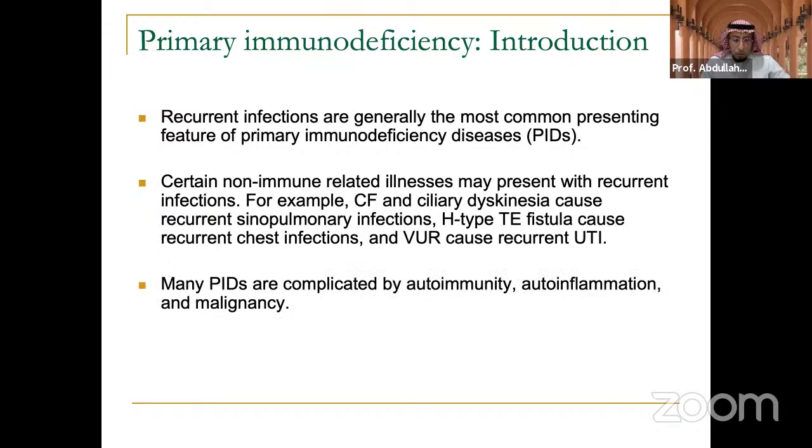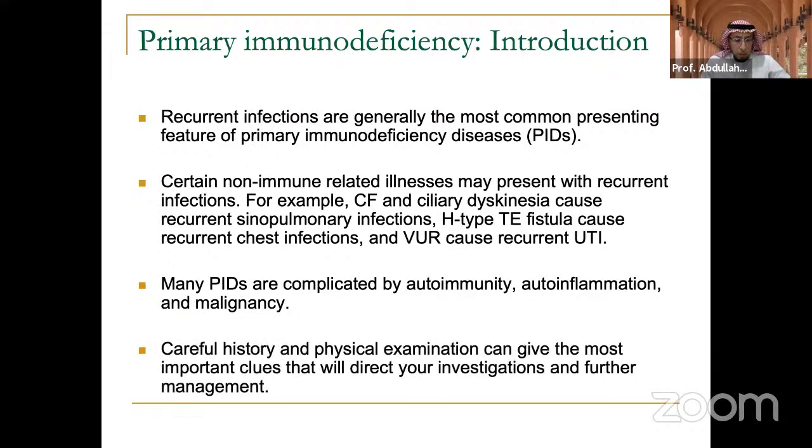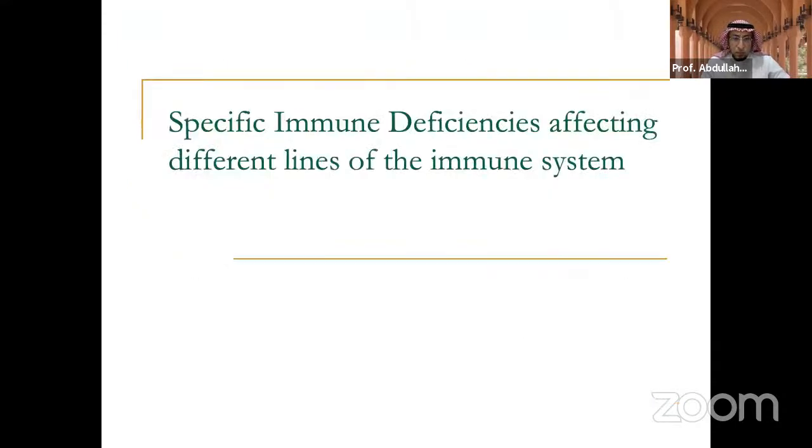And also, we need to remember that many primary deficiencies are complicated by autoimmunity, autoinflammation, and malignancy, as you will hear from my colleagues afterward. Careful history and physical examination remain the most important; they will give the most important clue to the diagnosis and will direct investigations.